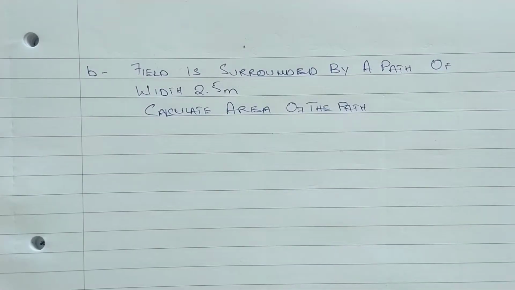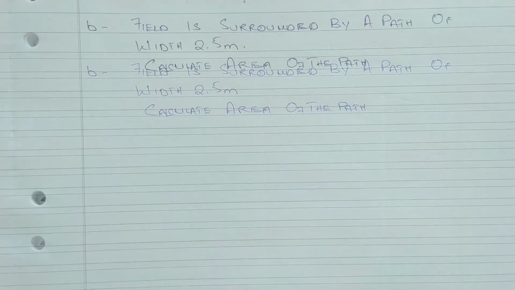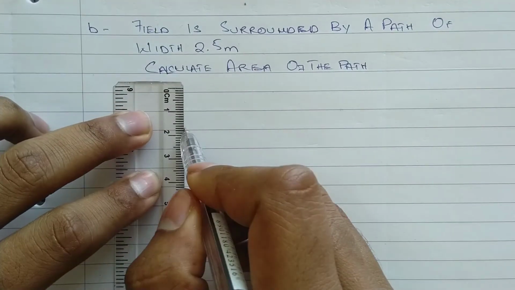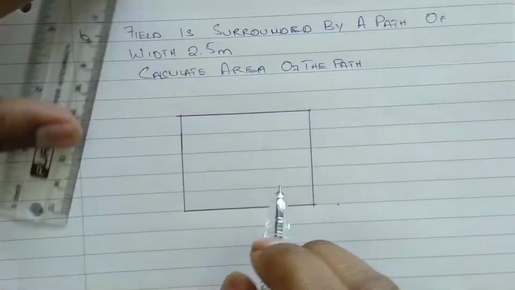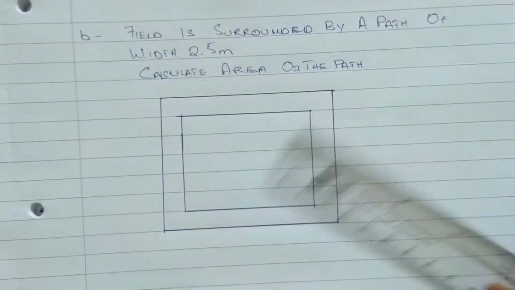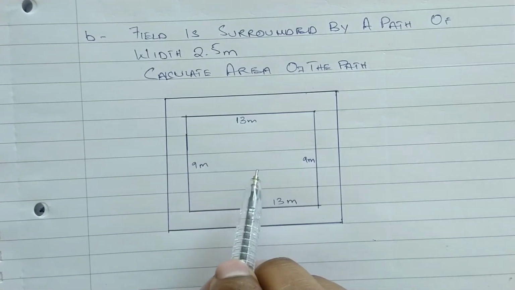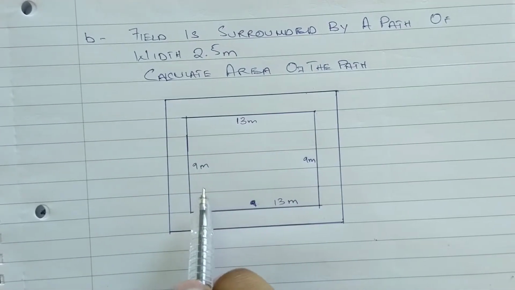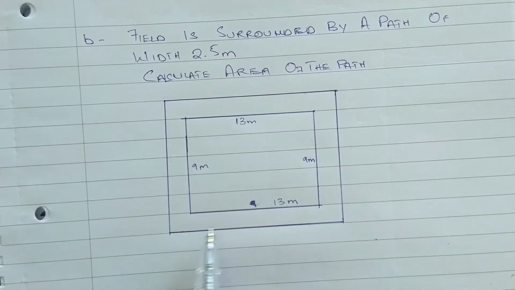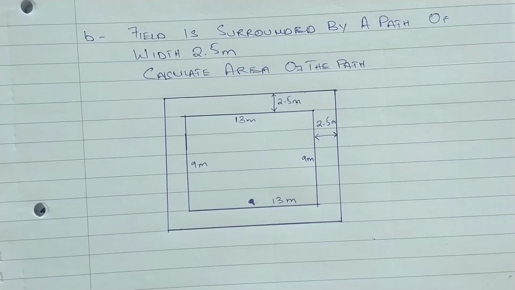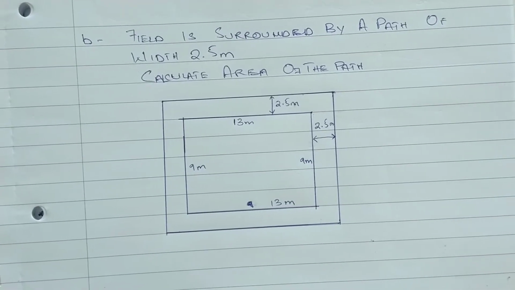Let's take this example a bit further. The field is surrounded by a path of width 2.5 meters. To understand this question more clearly, let's make a diagram. So this is a field of 13 meters by 9 meters and it is surrounded by a path that is 2.5 meter wide. So we need to calculate the area of the path.